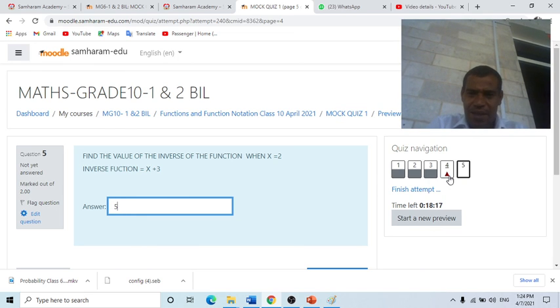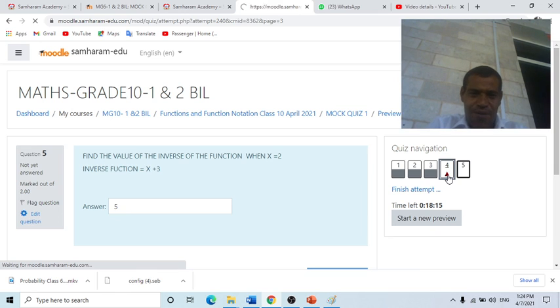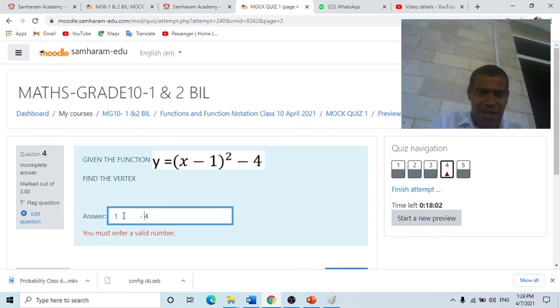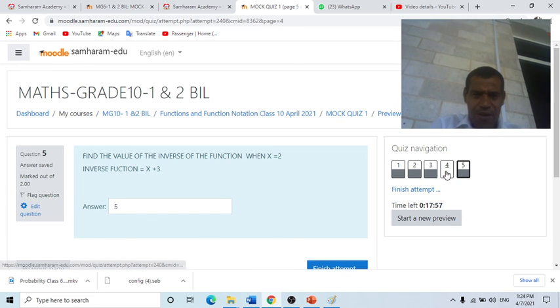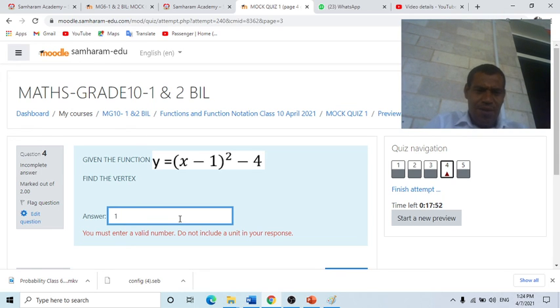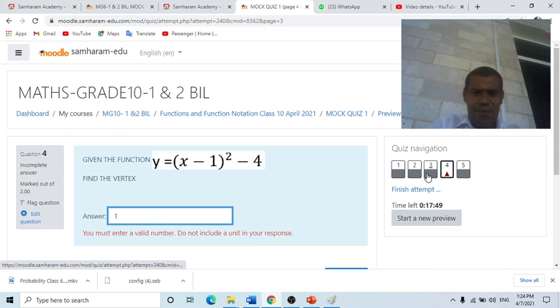I will check, plus this one false, you see, 4 is false, so you must enter a valid number. Okay, I will make x -4, I will check. This one also false. Because I entered only 1, I may lose 1 mark. You must enter a valid number. Don't include the unit in your response. What can we do on this?